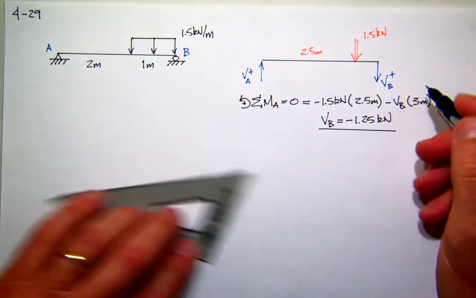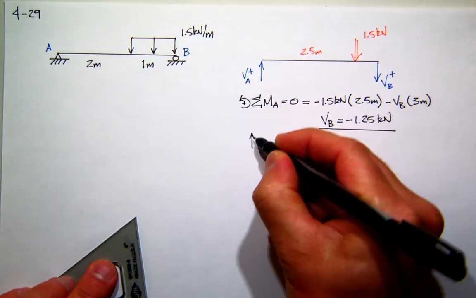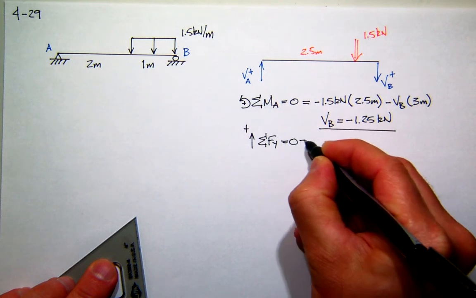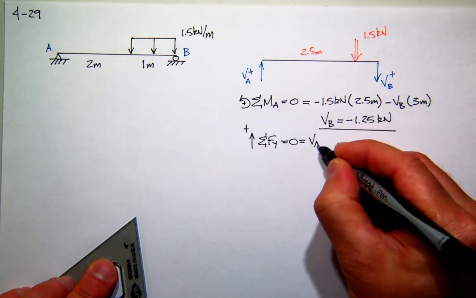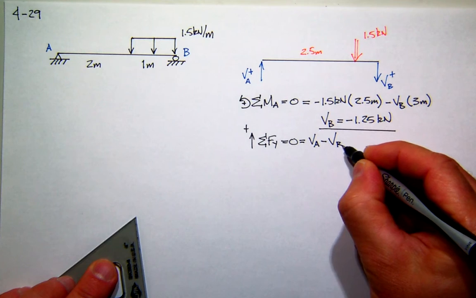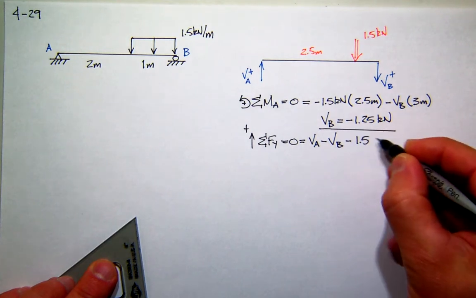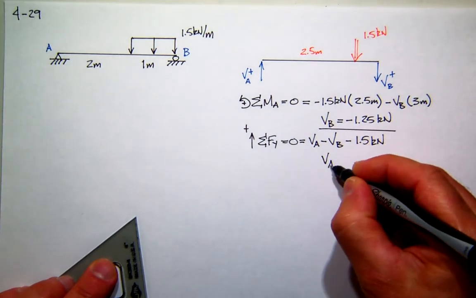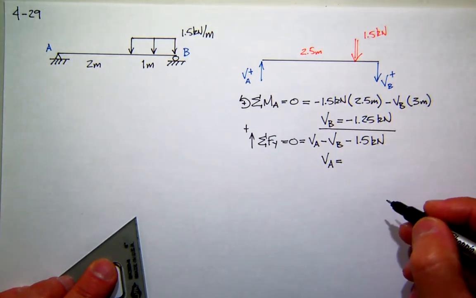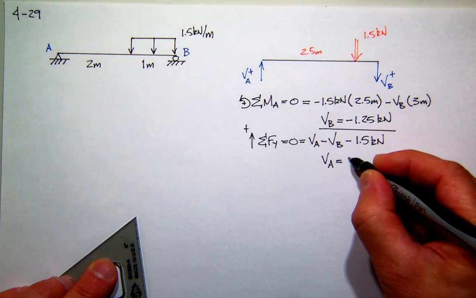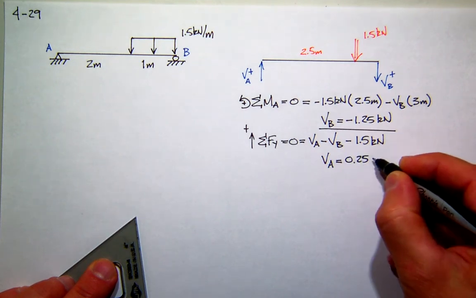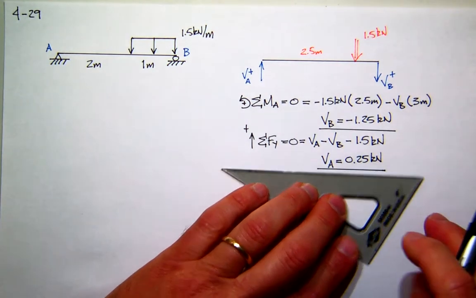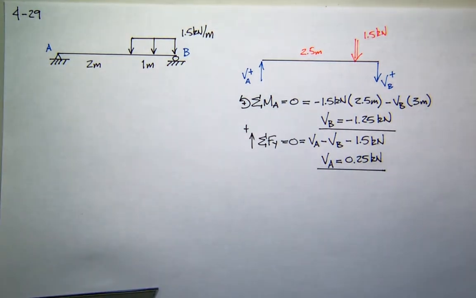It's negative. And then we can come over here and sum our forces in the y direction. That shouldn't be too hard to do. So I have the shear at A acting up, minus the shear at B acting down, minus our concentrated equivalent force of 1.5 kilonewtons. So what should be the shear at A? 0.25, right? That seem reasonable? Yeah. That doesn't seem too bad. Okay, so a little statics to get started.